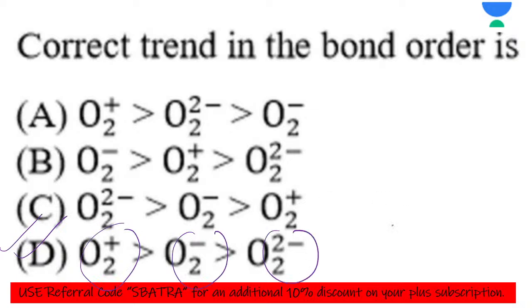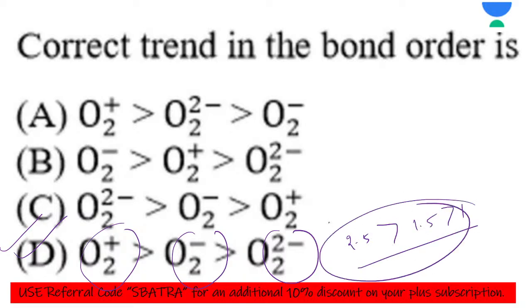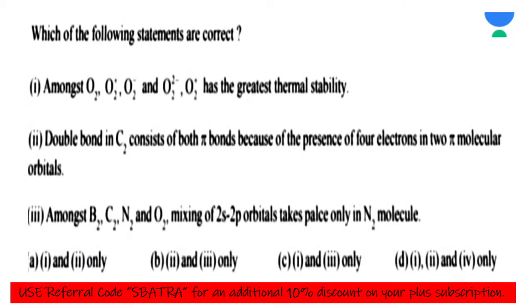So bond order is like 2.5, then it's like 1.5, then it's like 1. So this is how you can write down the bond order. Let's take the next question. I think this is the last question, right? This is the last question for this session.